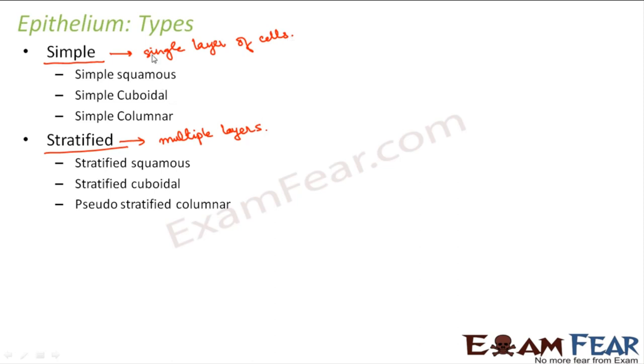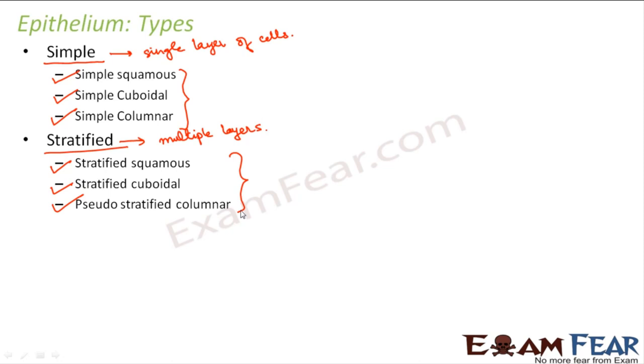Now, in simple epithelium, we have three types: simple squamous, simple cuboidal, and simple columnar. These three types are based on the shape of the cells. Depending upon the shape and size of the cells, they have been categorized into these three types. Similarly, under stratified, we have three types: stratified squamous, stratified cuboidal, and pseudo-stratified columnar. Now we will discuss each of them in detail one by one. I am not discussing all of them at once because that will create confusion. We will start with the first one, the simple squamous epithelium.